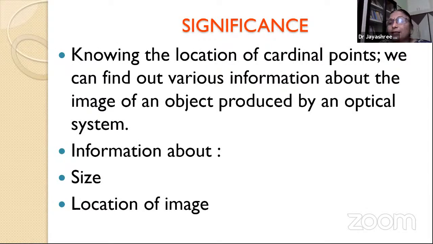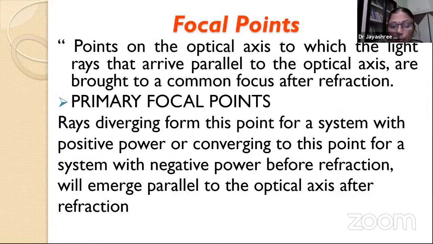And what is the significance of these cardinal points? When we find out or know the location of cardinal points, we can find out various information about the image of an object produced by an optical system. That is the information about the size and the location of an image as well. Now, one by one, we have to concentrate on these points.